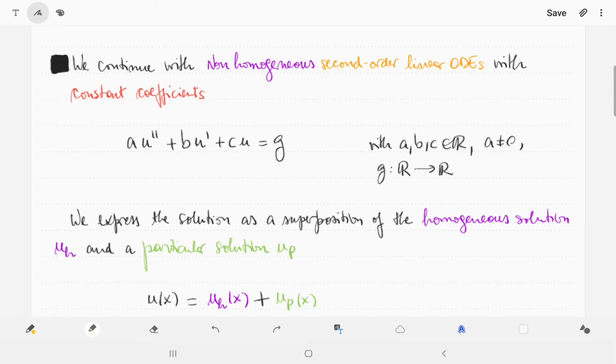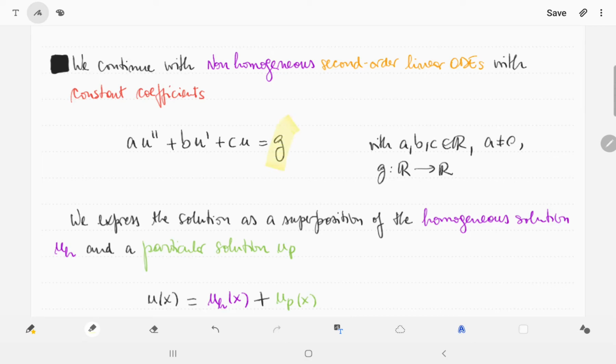We continue with non-homogeneous second-order linear ODEs with constant coefficients. Before, we were solving this with the 0 here. We saw the characteristic equation method for solving this type of equation, where we have a second-order linear ODE with the 0 here, and these are constant coefficients, so they are real numbers.